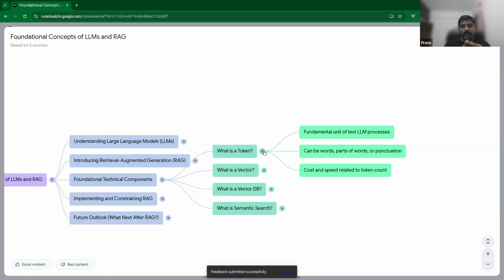So a vector is nothing but a translation of a word into a number. Not only a word, it can be a sentence in relation to. So this number is in relation to other words. So you take thousands of parameters as your properties.